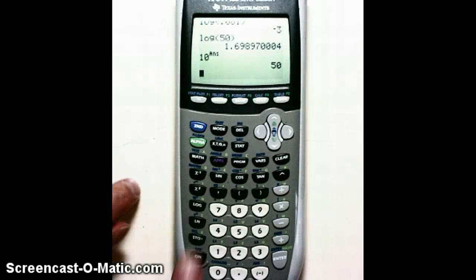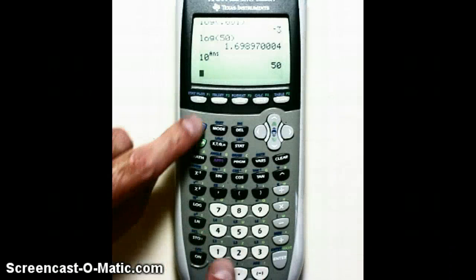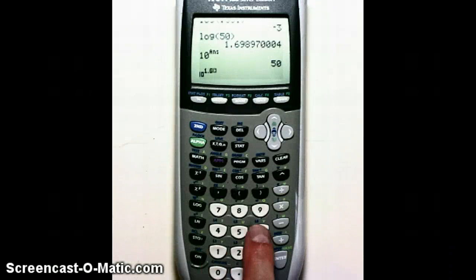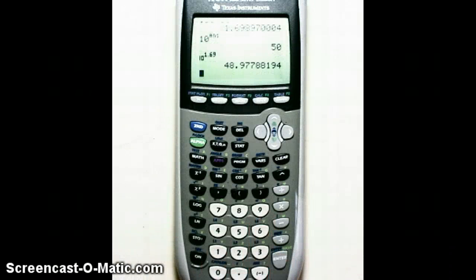Now, if you just did 10 to the 1.69, it's not going to give you exactly that. Let me show that. Notice right above the log, so second log, if I put in 1.69, again, I'm going to get close to 50, but I'm not going to get exact.